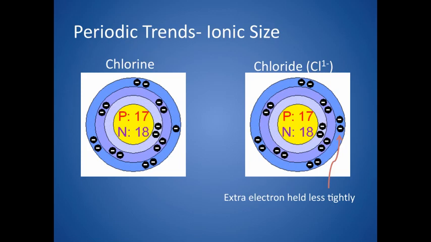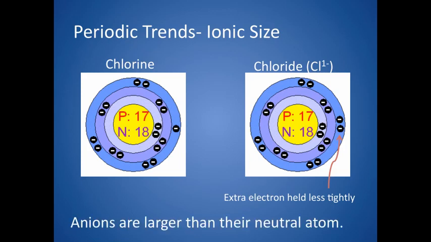So the trend, or the rule that you need to know, is that anions, those are negative ions here, then 1-, those are larger than their neutral atom. So this is the neutral atom chlorine, this is the anion, or the negative ion, and it is larger.